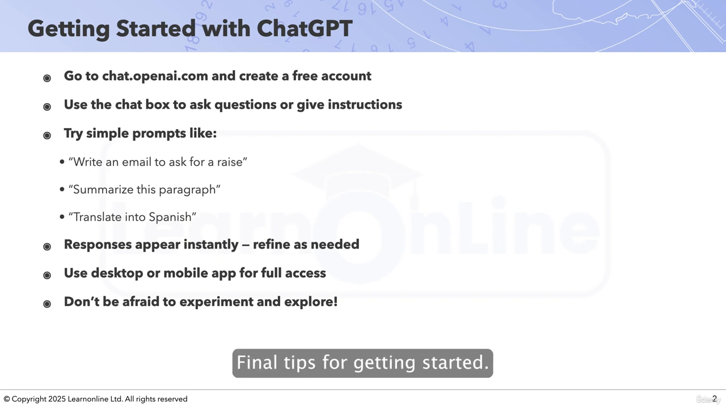Final tips for getting started. Don't overthink your prompts. Just try things. ChatGPT is here to assist, not judge. Think of it like training a helpful intern. You guide it, and it learns. The more you use it, the more confident you'll get. In the next slide, I'll explain what a prompt actually is and how to write a great one to get the results you really want. But for now, open a browser, visit chat.openai.com, and try typing something in. That's all it takes to get started.